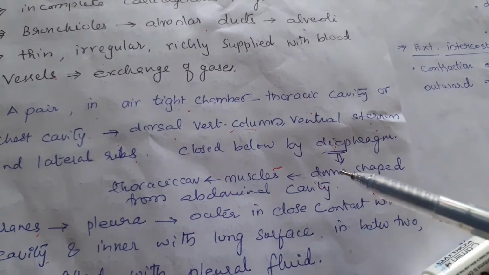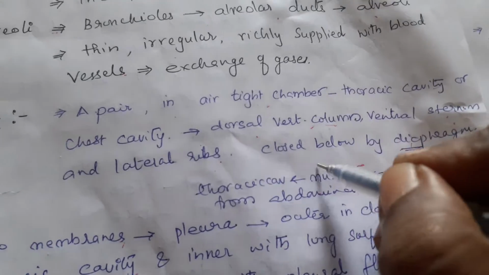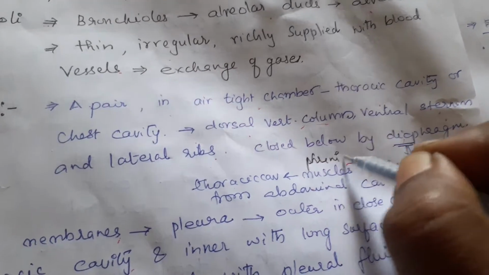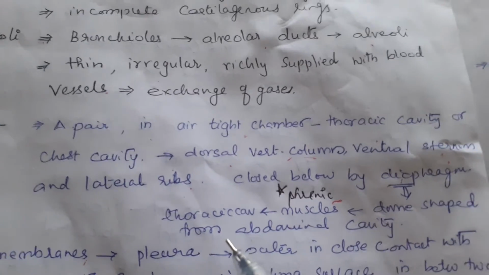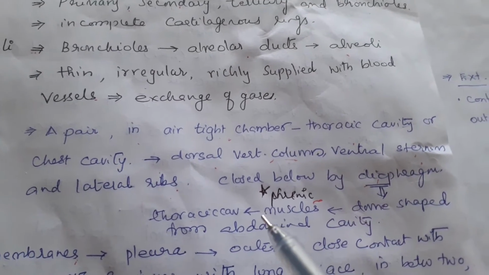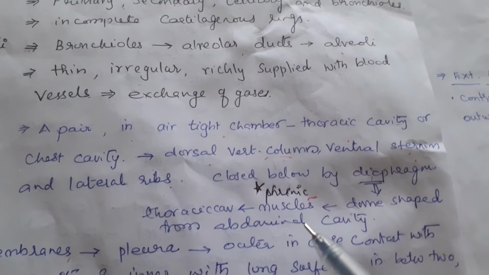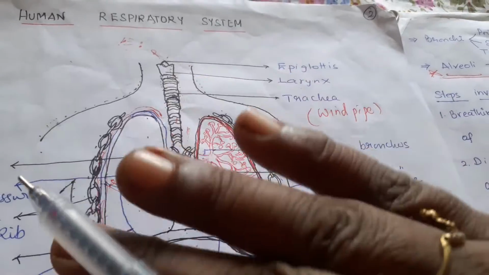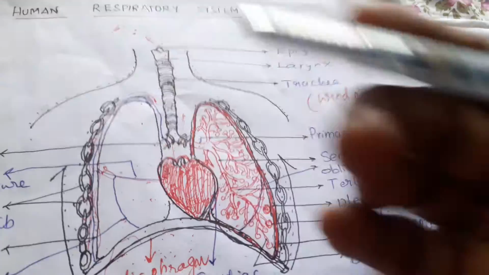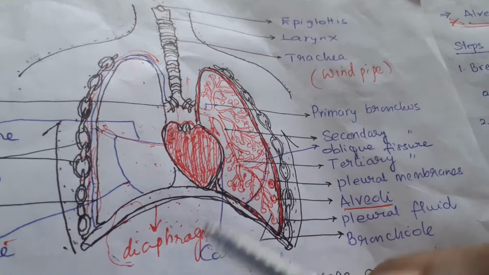The diaphragm is dome shaped. It consists of muscles called phrenic muscles, which are very important for NEET. It separates the thoracic cavity from the abdominal cavity. So these are the lateral side ribs, towards the ventral side the sternum, the dorsal side the vertebral column, and the downside the diaphragm, which separates the thoracic cavity from the abdominal cavity.